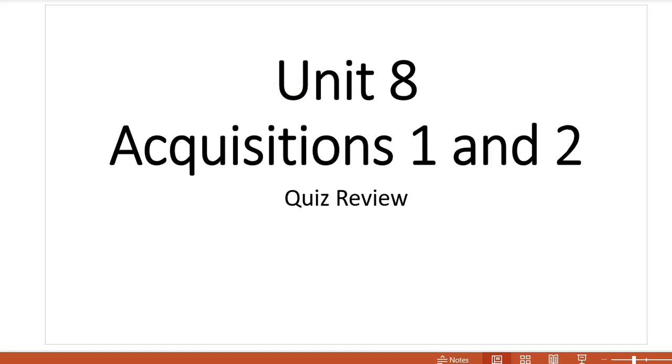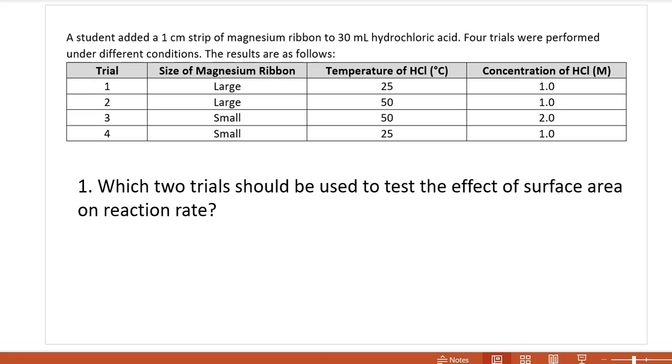All right, so question 1. A student added a 1 centimeter strip of magnesium ribbon to 30 milliliters of hydrochloric acid. 4 trials were performed under different conditions, and here are the results. Which 2 trials should be used to test the effect of surface area on reaction rate? So the key for this problem is that we only change one variable at a time.